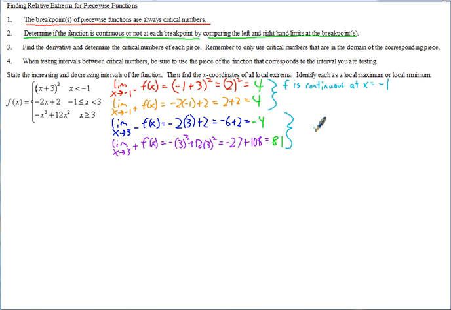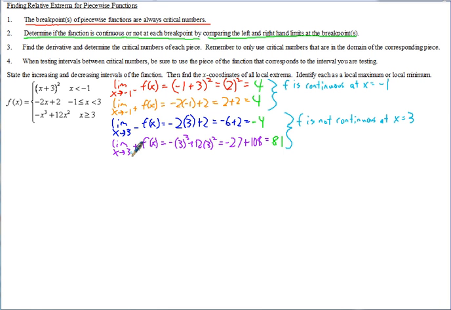So this tells us that f is not continuous at x equals 3. So both of these are going to go on the number line, but since the function is not continuous at 3, 3 is not going to be a relative minimum regardless. But it is continuous at -1, so it could potentially be a relative minimum.